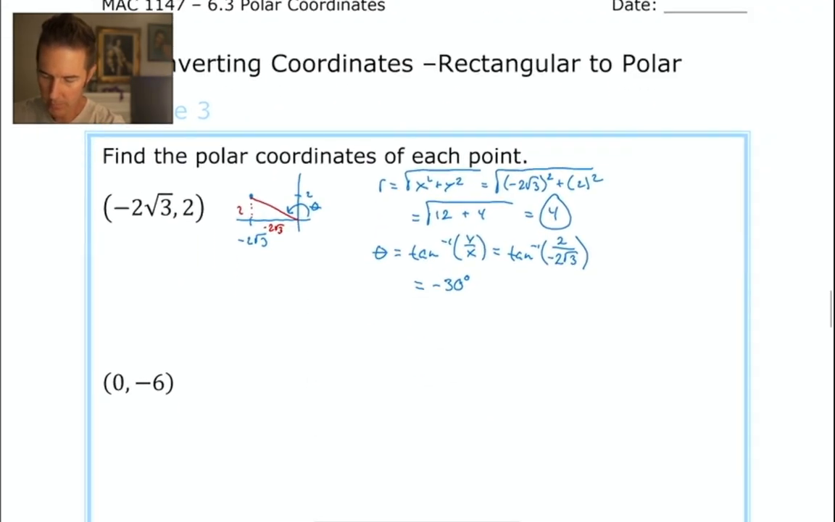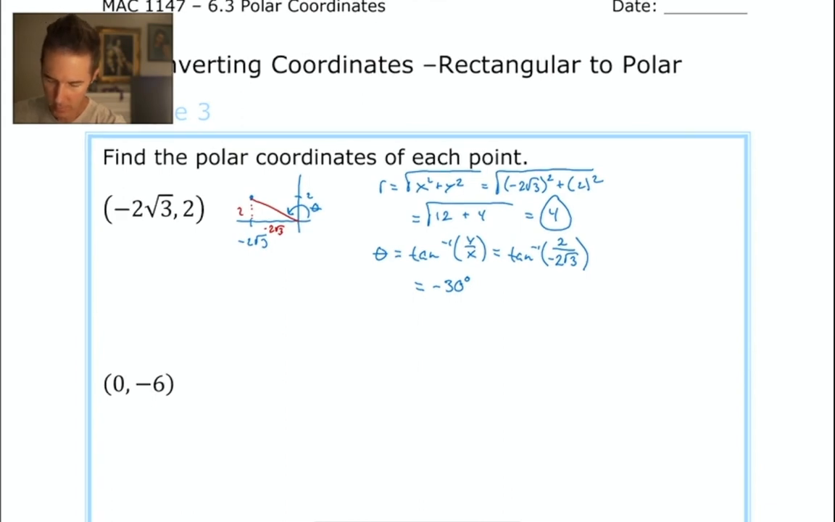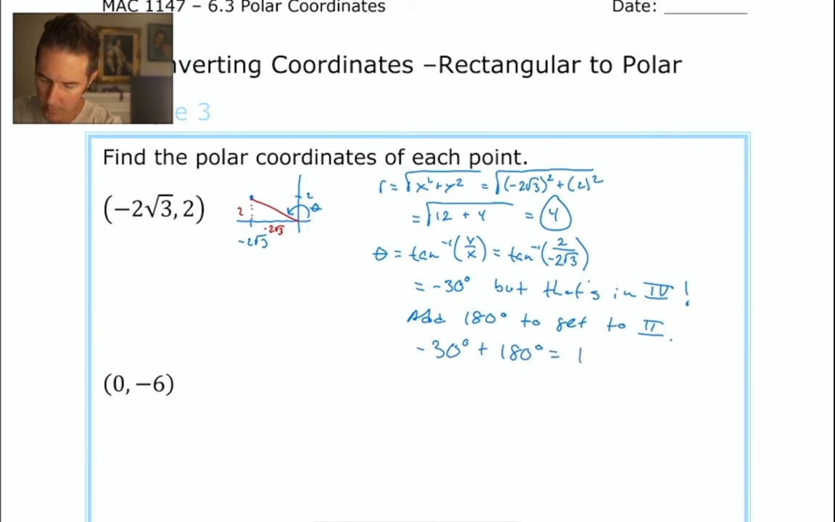We've been operating in degrees so far, so you could write yourself a little note: in quadrant 4, add 180 to get to quadrant 2. Negative 30 degrees plus 180 degrees is equal to positive 150 degrees. That works. Or positive 150 degrees if you use the multiplier in order to make the conversion.